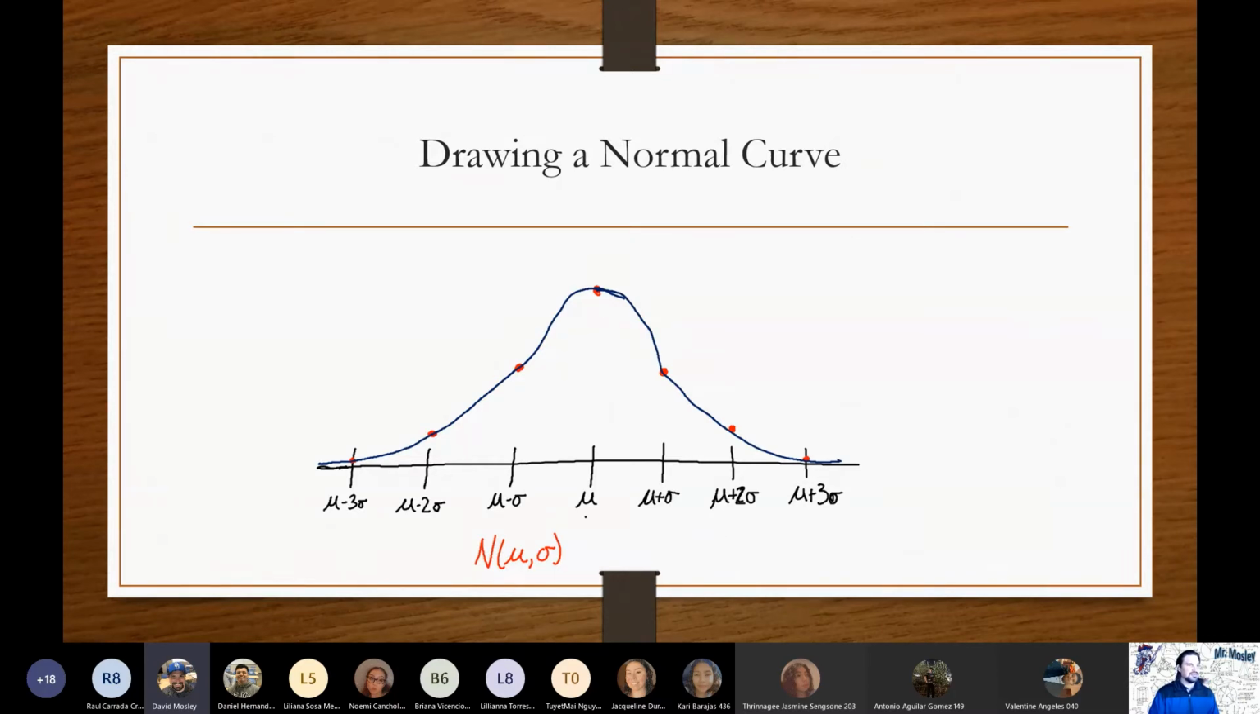Like we could have 5 and 1. And then this would just be 5, 6, 7, 8, 4, 3, 2. We just replace our estimates, right? The mu and sigmas with the actual values.